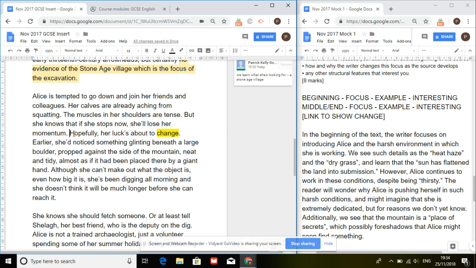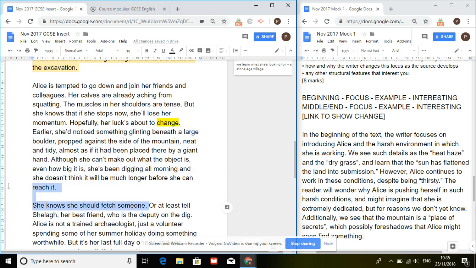I also noticed that the writer, with hopefully her luck's about to change, we've got a little bit of a perspective shift there. This sounds like something Alice is saying, not something that the narrator is saying. Then we've got her noticing something glinting beneath a large boulder. Okay, that's really interesting because there's a lot of mystery here. We don't know what the object is, don't know how big it is, and Alice is digging for it all by herself. She's not even asking anybody else.